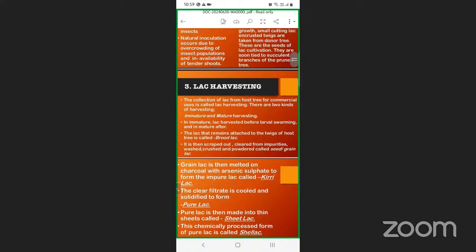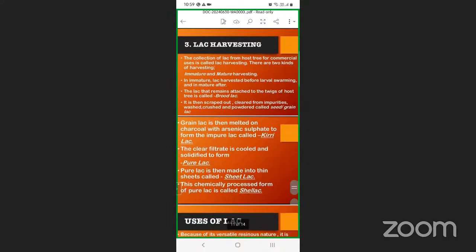And the lac that remains attached to the twigs of the host tree is called brood lac. It is then scraped out, cleared of impurities, washed, crushed, and powdered, called seed lac. The seed lac is then melted on charcoal with arsenic sulfate to form an impure lac called kiri lac. The clear filtrate is cooled and solidified to form a pure lac.